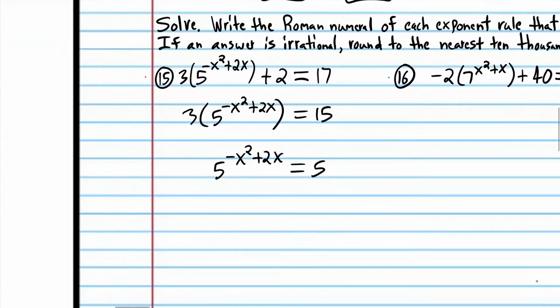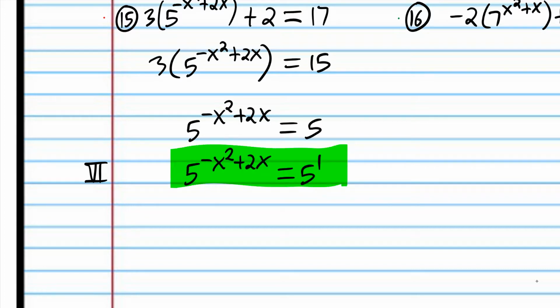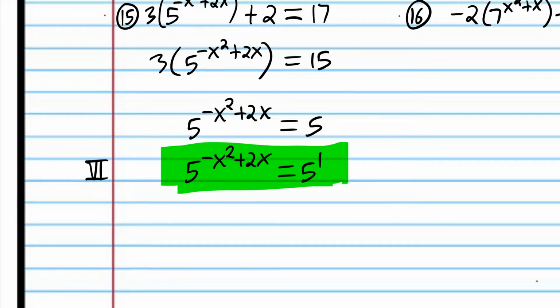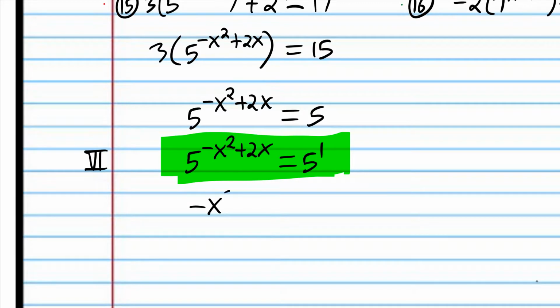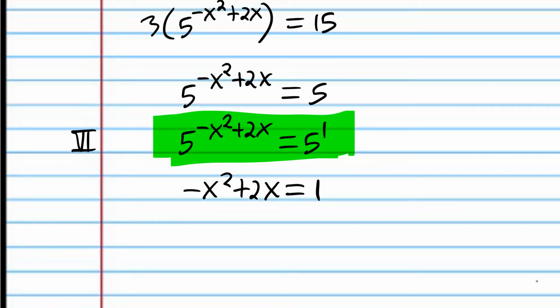And now we're going to have to use rule number 6. Remember rule number 6, that tells us that we can write 5 as 5 to the 1 power. And that's the critical stage because we see that they have the same base. So now we end up with -x squared plus 2x equals 1. We can get rid of those bases. And now here's a really, really critical stage.